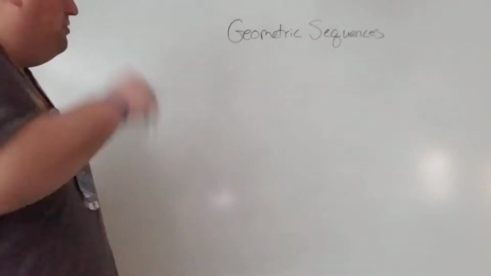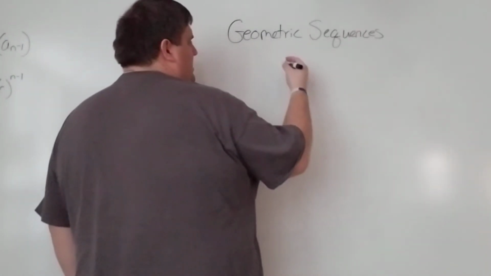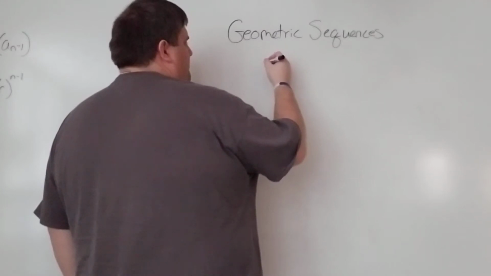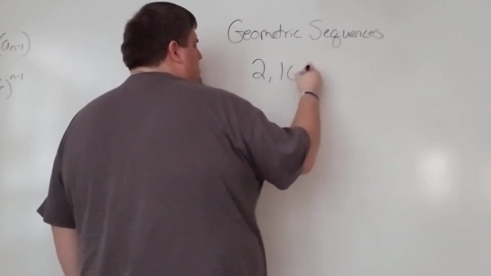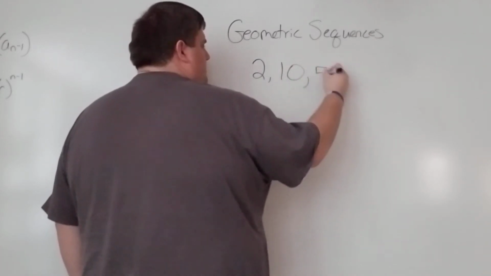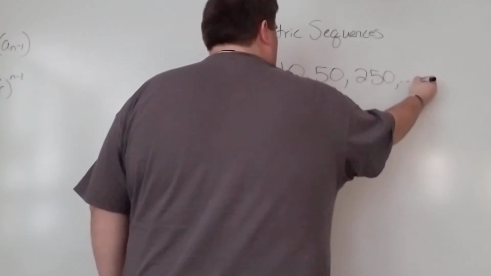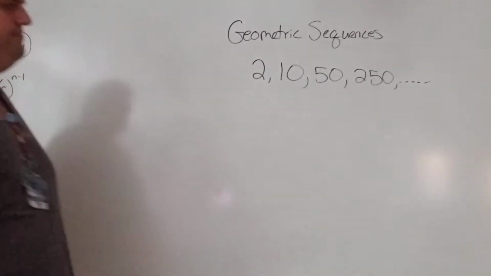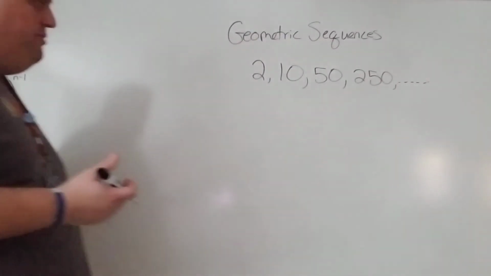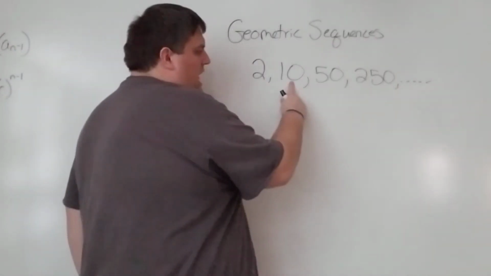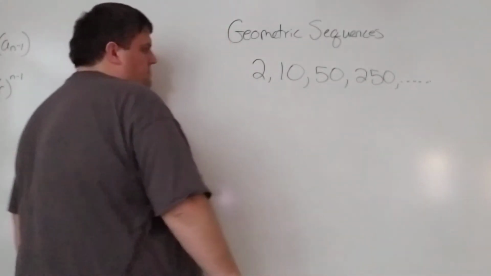So let me give you an example of what that might look like. Let's say you had something like 2, 10, 50, 250, and so on, right? So you're going to be able to see it's a geometric sequence if we can multiply by the same number every time to get to the next number.